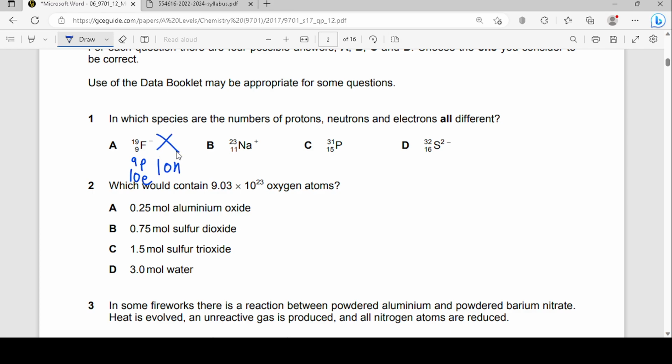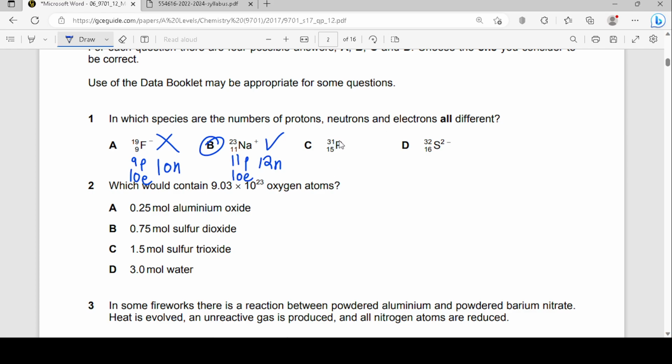Then B, we have 23 11 Na plus, so the number of protons is 11, and then because it has a positive charge, it has one fewer electron than protons, so it has 10 electrons then, right? It's lost one electron. And then the number of neutrons will be 23 minus 11, so it's just 12 neutrons. And 11, 10, and 12 are all different. So then that means that B would probably be the correct answer because these are all different numbers. But we'll check the other options as well.